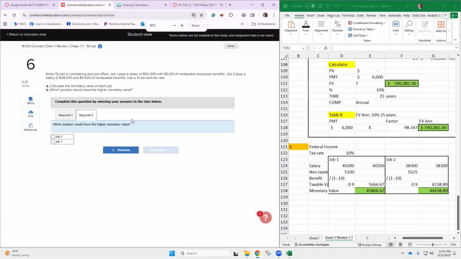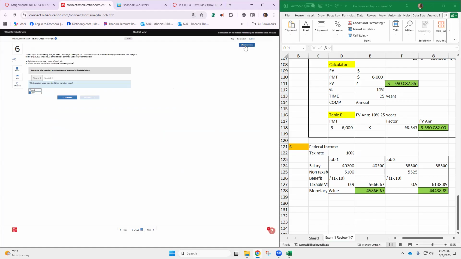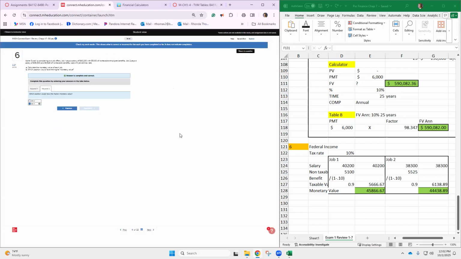out very well. So if all you're basing it on is higher monetary value, in fact, they didn't ask you which one you're going to choose. They just want to tell them which one has higher monetary value. For me, it's job 1. Okay, job 1 seems to be the biggest if I've got everything in there correctly. You might have job 2 be your highest monetary value.